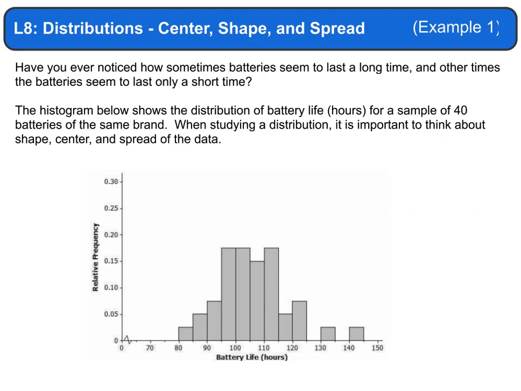In this picture below, they give us a histogram that shows the distribution of battery life in hours for a sample of 40 batteries that were taken of some unknown brand. We're going to study a distribution, and it's important to think about it in terms of shape, center, and spread of the data. We're going to look at this data through each particular one as we're looking up here.